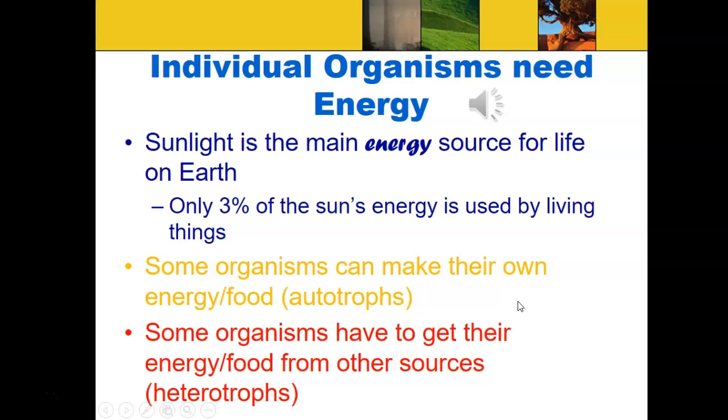Some organisms can make their own energy or food. They're called autotrophs. Some organisms have to get their energy or food from other sources, and these are called heterotrophs. Humans are obviously heterotrophs. Plants typically are autotrophs, as well as some different species of bacteria.